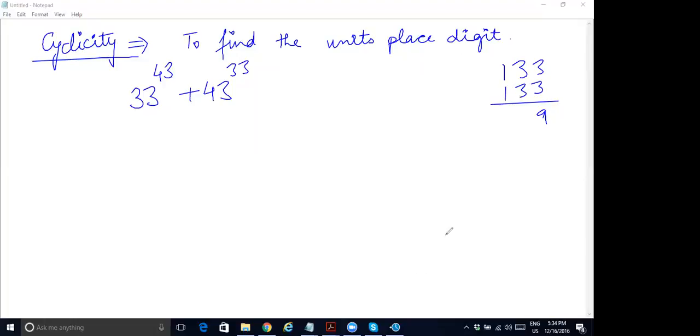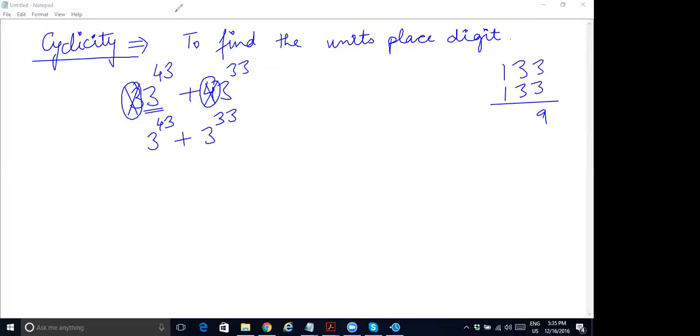9. That means to find the units place digit, I require only the units place digit of the number. Other digits can be ruled out. And in this case as well, right? So you can rewrite it, and the question essentially becomes 3 to the 43 plus 3 to the 33.